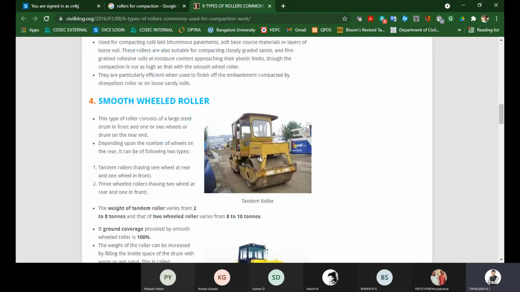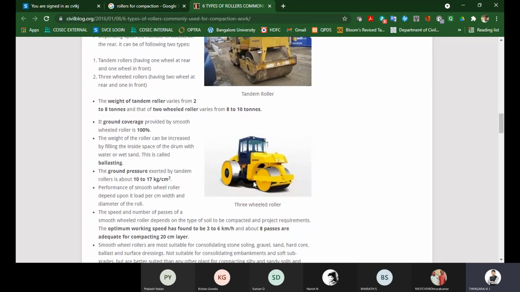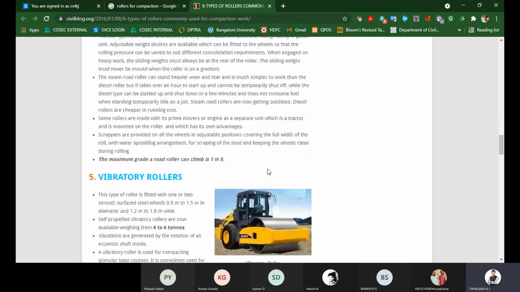Then a smooth wheel roller. We can observe here that both the wheels are made of smooth wheels. This is the outdated smooth wheel roller. In olden days they used to use this three wheel smooth wheeled roller, but nowadays they have come up with the two wheel smooth wheel roller.